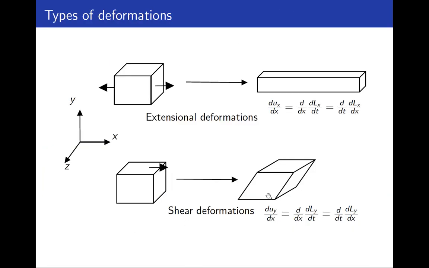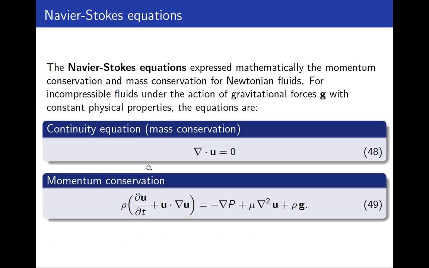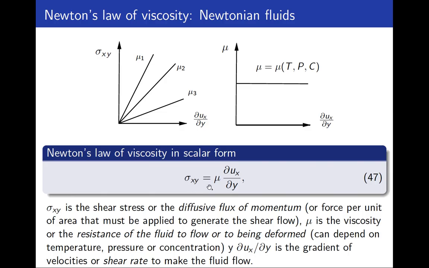That means that in order to obtain this shear deformation, you must apply a shear stress, which is equal to the product of the viscosity, or the resistance of the fluid to flow or to being deformed, multiplied by the gradient of the velocity, or shear rate, to make the fluid flow.